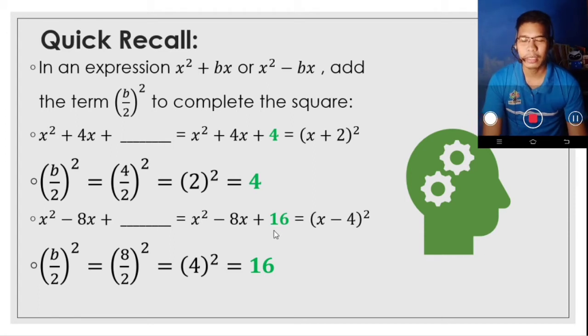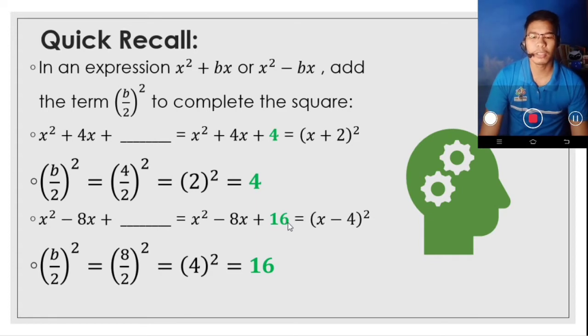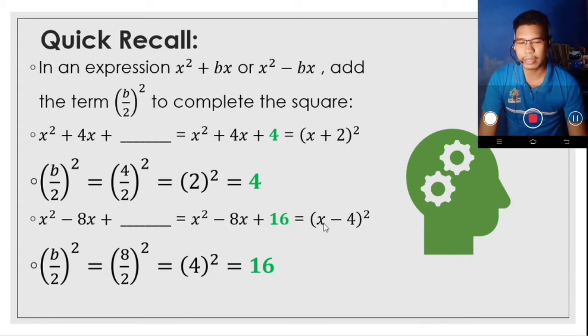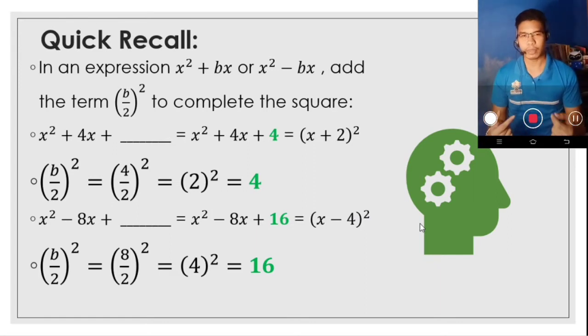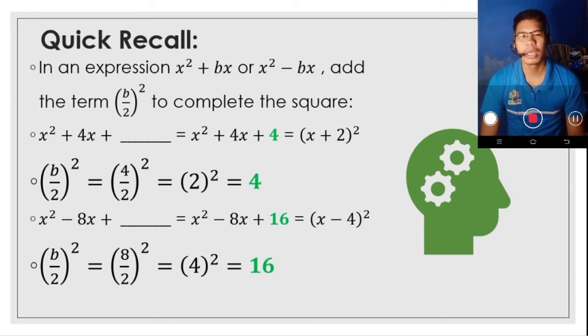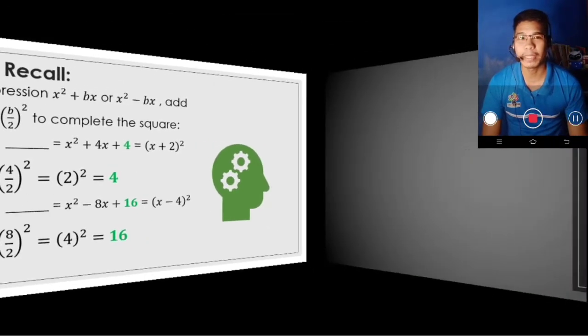We're going to add it on the perfect square trinomial to complete it. So that will become x squared minus 8x plus 16, and then convert it into a square of binomial. Get the square root of x squared, that is x, and then copy the sign of the middle term, minus, and then the square root of 16 is 4, quantity squared. So please remember this because we're going to apply this on one of the steps in solving quadratic equations by completing the square. So are you ready? So let us now discuss the step-by-step process of completing the square.